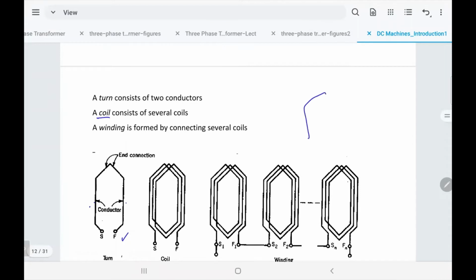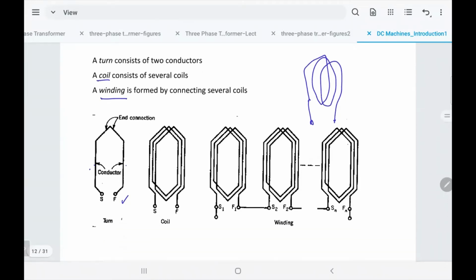Like if you have this is one turn, second turn, third turn, and then you have that one coil. So a coil has many turns, and then if you have a group of coils, you can connect them in parallel or series and parallel. We call it winding. Sometimes people do not distinguish between turns, coils, and winding. No, there are differences between the three words. So the winding is formed by connecting several coils, and it's important how they connect.